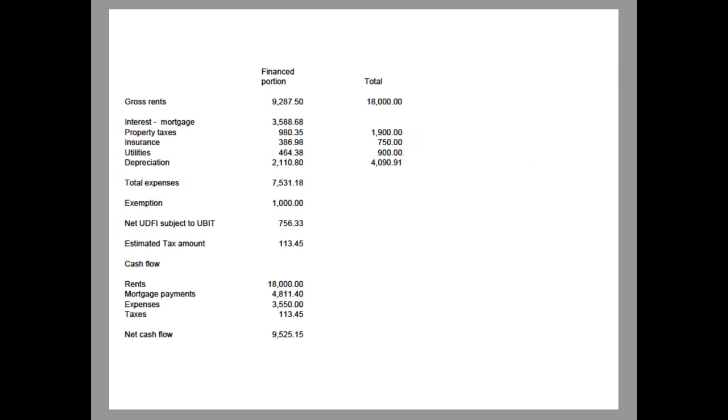Okay, next slide. So here's year 3 in the cash flow. Again, we're realizing $9,500 a year on our investment, and the tax in year 3 is $113. So again, it's very, very doable. Okay, next slide is year 4.